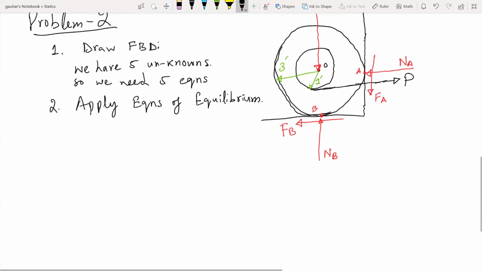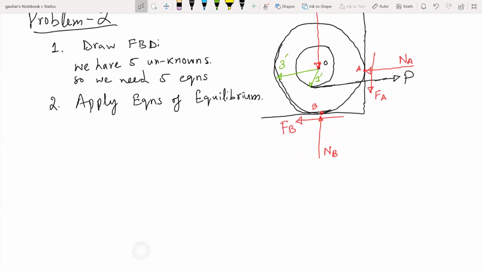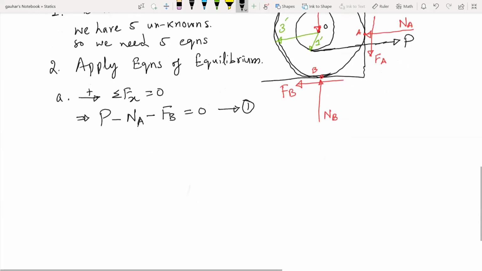Okay, now let's apply equations of equilibrium. First of all, let's apply rightward positive summation of forces in x direction equals to 0. If you do that, we have this force P acting in positive x direction, and we have N sub A acting in negative x direction, then we have F sub B acting again in negative x direction equals to 0. So we have these three forces acting in x direction. All of these are unknown, so let's call it equation 1.